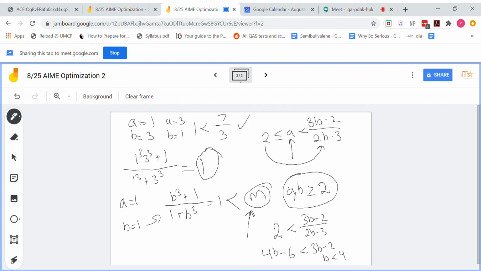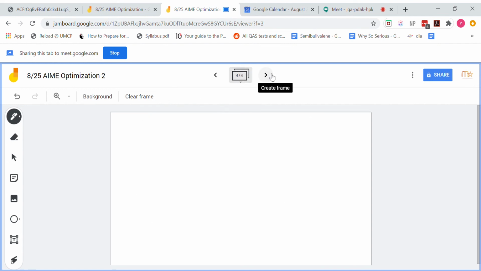And so now we have a and b are greater than or equal to 2, but they're less than 4. And so that means that a and b are equal to 2 or 3. And so that narrows down our sample set quite a bit. There's only a couple of possibilities left to try. Right? a equals b equals 2, a equals b equals 3, and a equals 2, b equals 3.